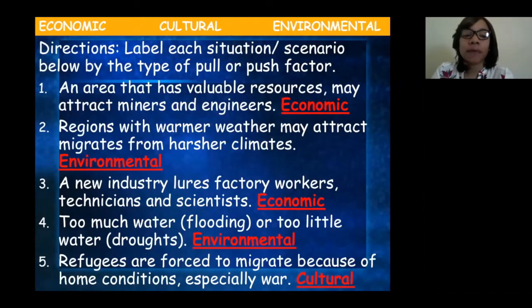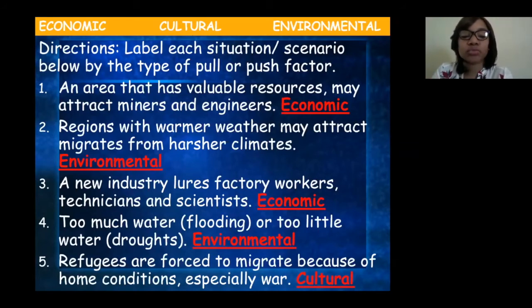Number two, regions where warmer climate. As long as you're hearing weather, that's associated with environment. Anything to do with the environment, and you're hearing things like weather and climate, that's definitely environmental. Number three, a new industry lures factory workers. Things like technicians and scientists coming in, these are also economic factors.